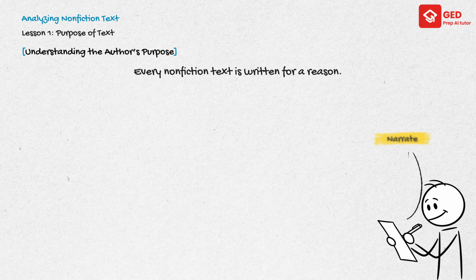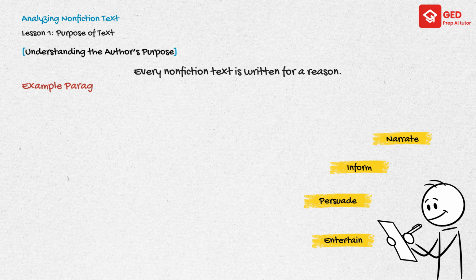Some texts narrate, they tell a story or describe events in chronological order. Other texts inform, they present facts, data, or explanations. Some texts persuade, they attempt to influence opinions or actions. Others entertain, they aim to amuse or emotionally engage the reader.